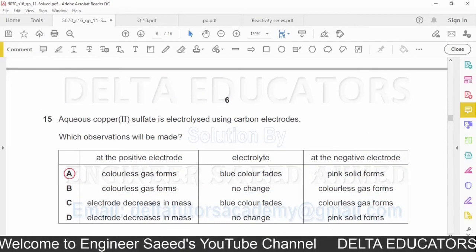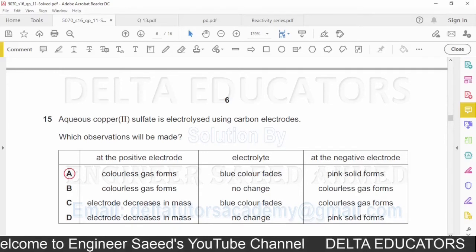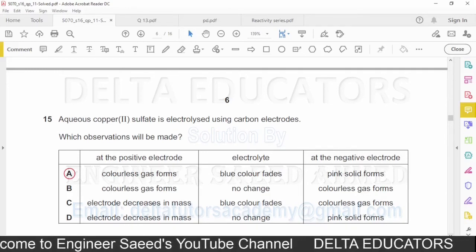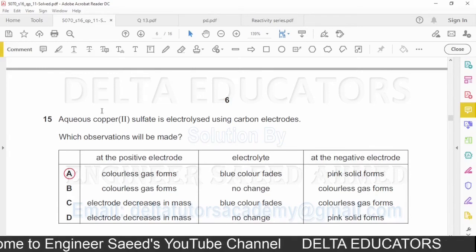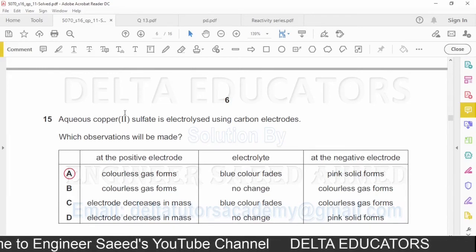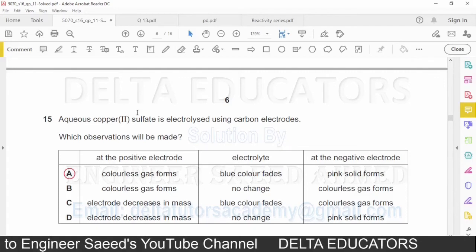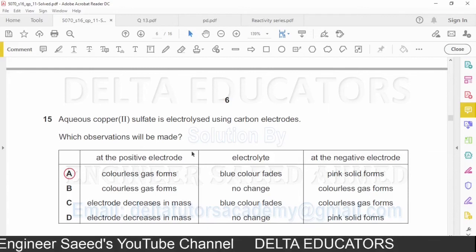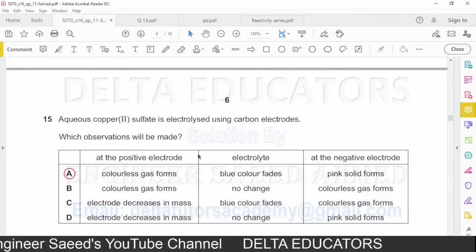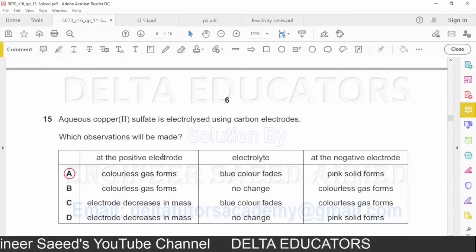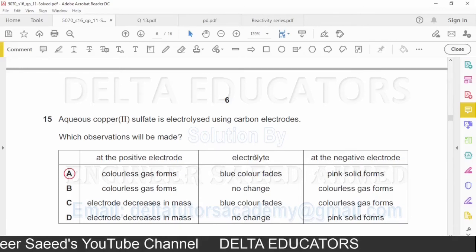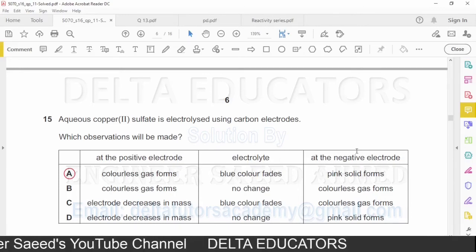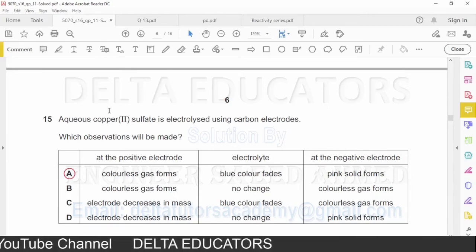Question number 15. Aqueous copper sulfate is electrolyzed using carbon electrodes. Which observation will be made? Aqueous copper sulfate means we have copper ion, sulfate ion, hydrogen ion and hydroxide ion. Now we check the options. Here we have three columns. The first column is at the positive electrode, the second column is about the electrolyte and the third column is at the negative electrode. Since copper is a positively charged ion, it will migrate towards the negative electrode.